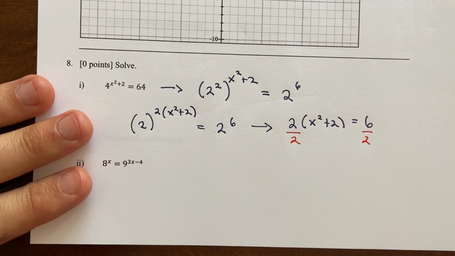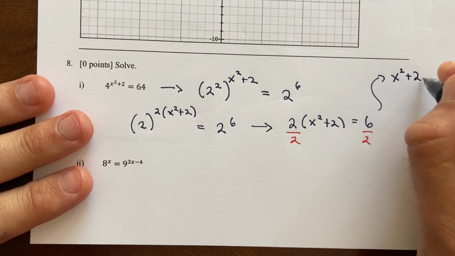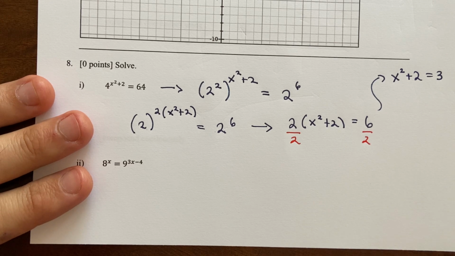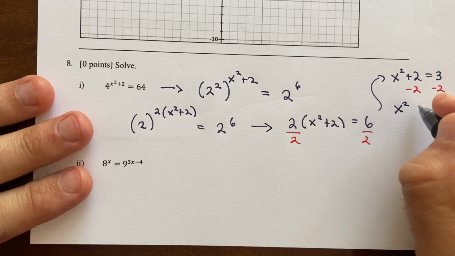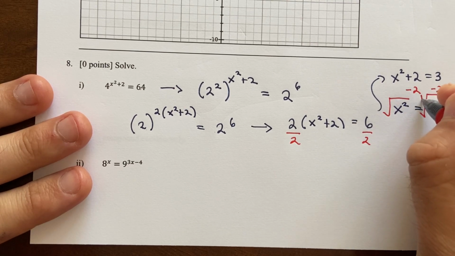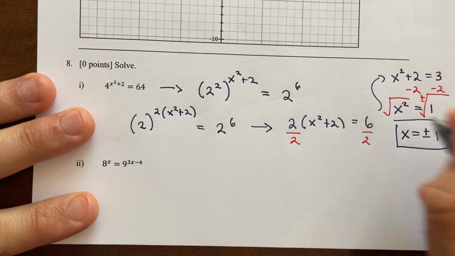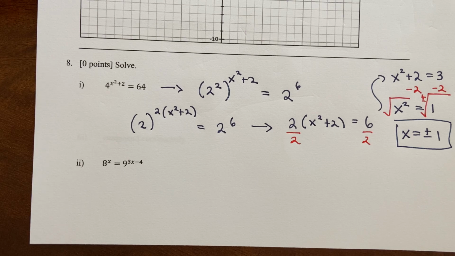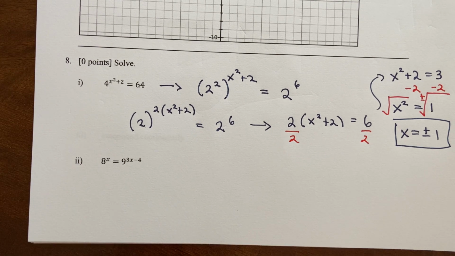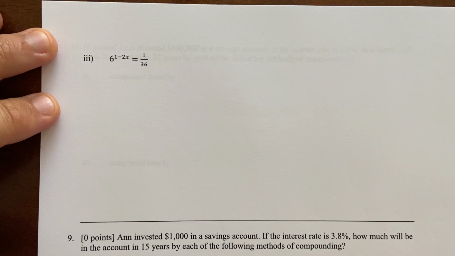Divide by 2. So we get x squared plus 2 equals 3, and then solve for x. So it looks like plus and minus 1 would work. Again, check out the key for this one. I'll go ahead and try this one though, I guess.